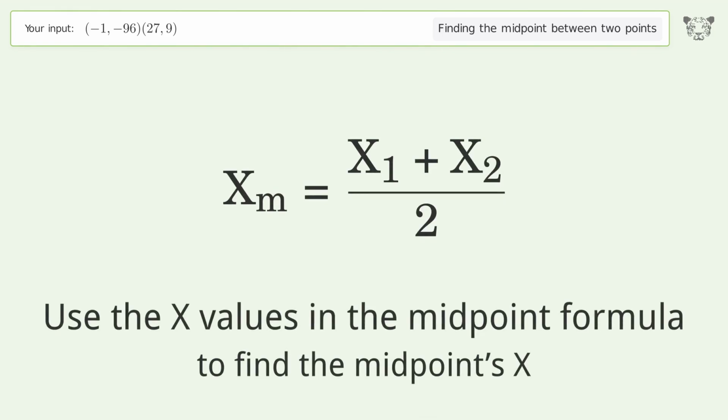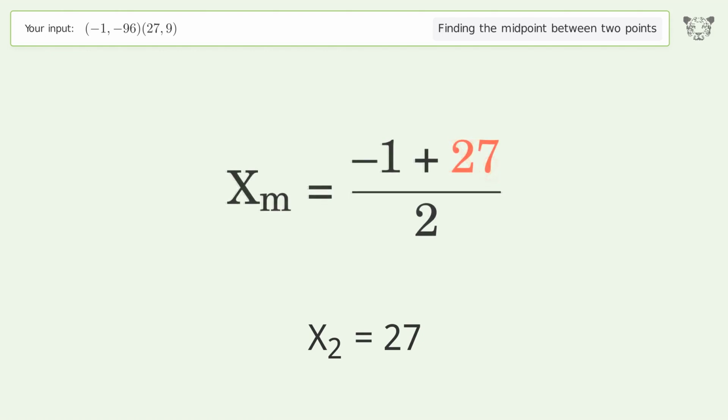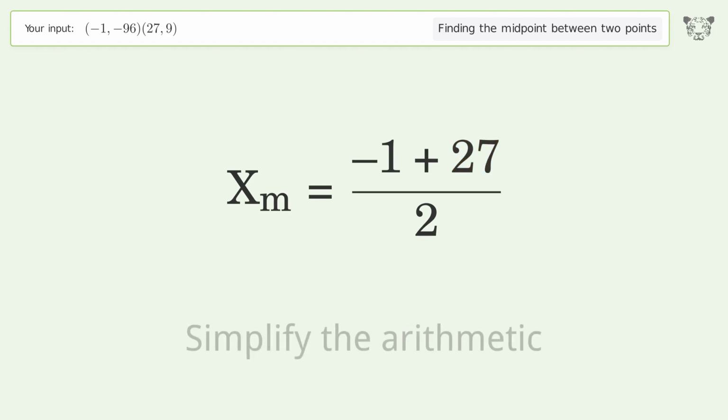Use the x values in the midpoint formula to find the midpoints x. x1 equals negative 1. x2 equals 27. Simplify the arithmetic.